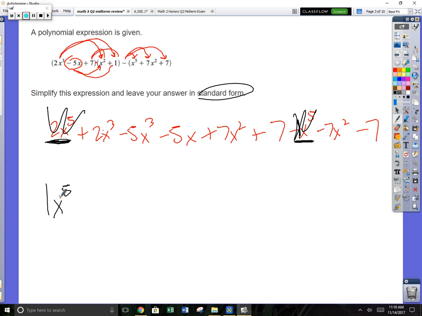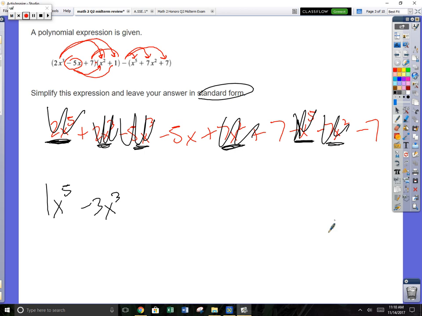There's no exponents of 4, so let's go to our 3s. This guy and this guy. So if I have 2 of them, take away 5 of them. 2 take away 5 is a negative 3. So those are all my cubes. So 5, 3. Now let's do your squares. 7 of them take away 7, so 7 take away 7 is 0, so I have none. So I got no squares.